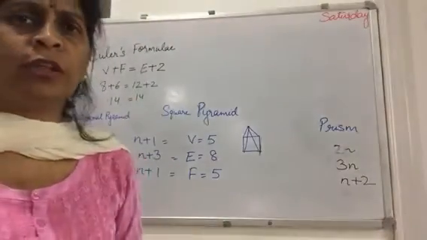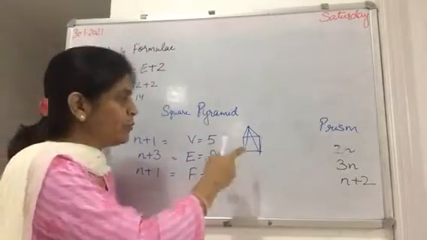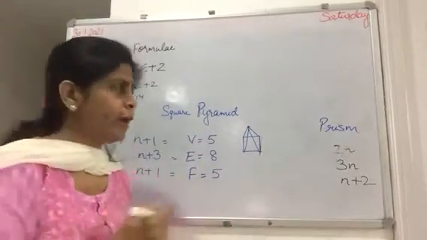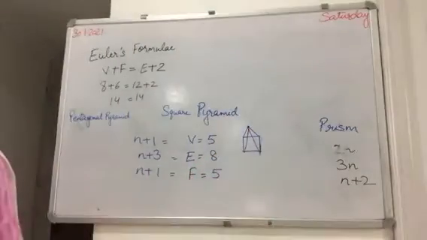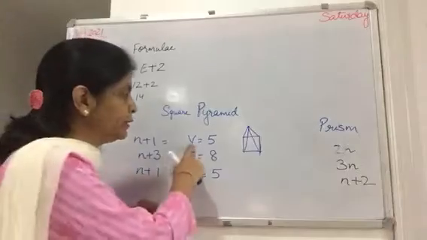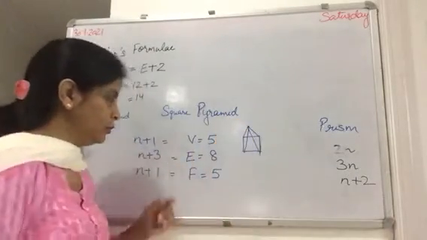Okay, let's talk about the square pyramid. Now, square pyramid, I have drawn it. Square pyramid means the bottom is square and the top vertex will be connected with all the corners of the bottom. So vertices: 1, 2, 3, 4 and top 5.